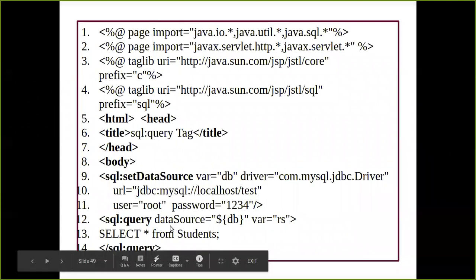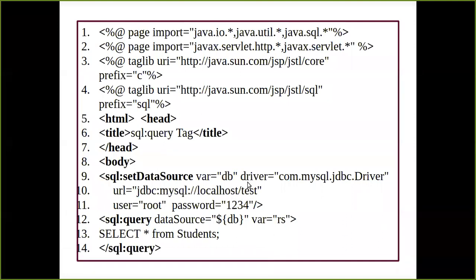So we have an attribute called data source in the SQL colon query tag, where I'm using an expression language, starting with the dollar sign, which indicates that it's an expression language. And I'm calling the variable I created above, DB. This DB is holding many values: the driver path, URL, username, and the password.